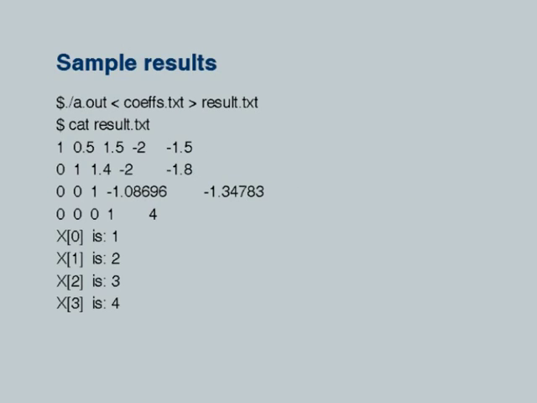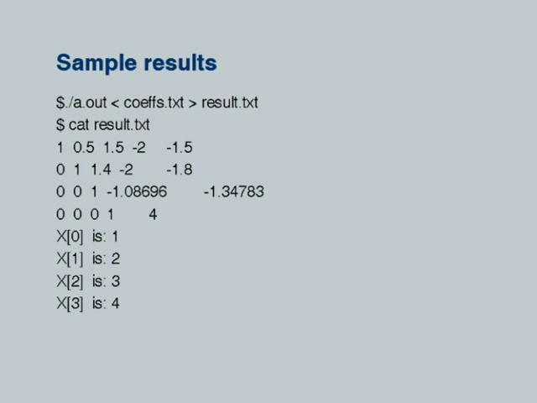These are the sample results. Notice that I am using redirection both ways here. So dot slash a dot out less than coefs dot text greater than result dot text. And I know the results are in result dot text. So I say cat result dot text. You will recall from your first lab that cat is actually a concatenation, but effectively we use it to display the results. The other equivalent commands are more and less.